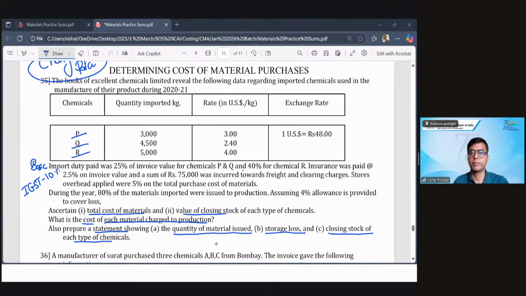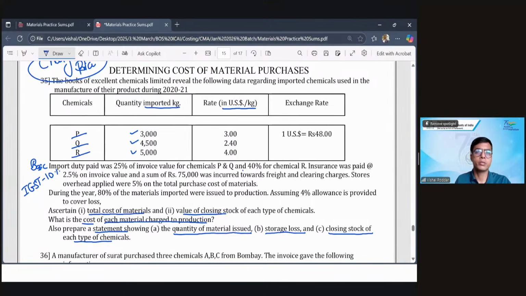So great. So let us now start the working. What it says: the books of Excellent Chemicals reveal the following data regarding imported material used in their production in the manufacture for 2021. They require three types of materials. All are imported. So they have given you the quantity which they ordered from outside India. The price, which is US dollar per kg.